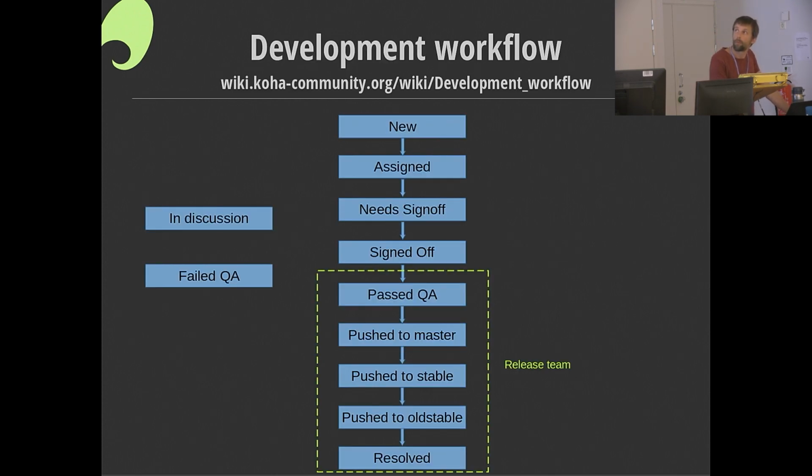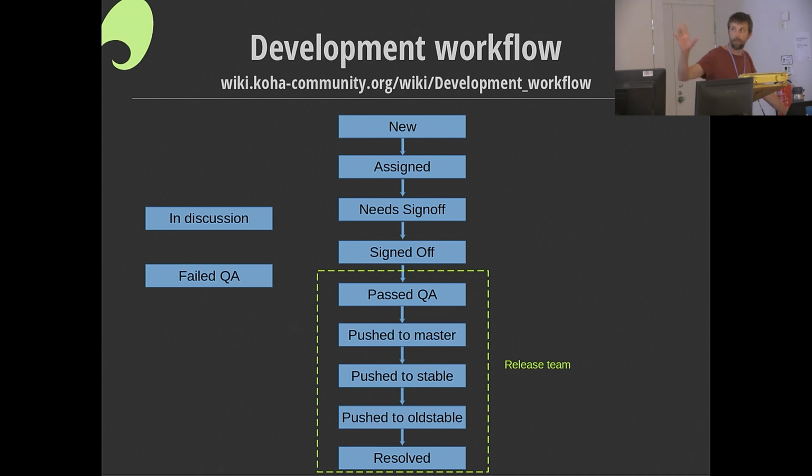So this is our development workflow, the integration of a patch. Before writing the patch, you should open a bug report on Bugzilla. You assign it to yourself if you plan to work on it. When you have attached a patch to the bug report using GitBZ, you change the status to Needs Signoff to tell the community the patch is ready for testing. When it has been tested, which can be by anybody, the status is Signed Off.